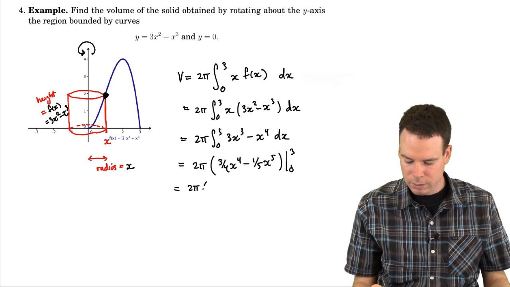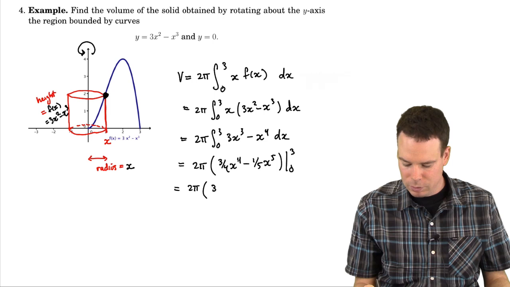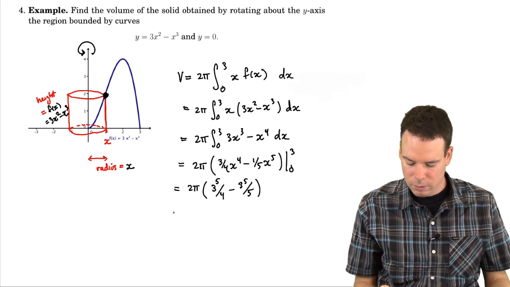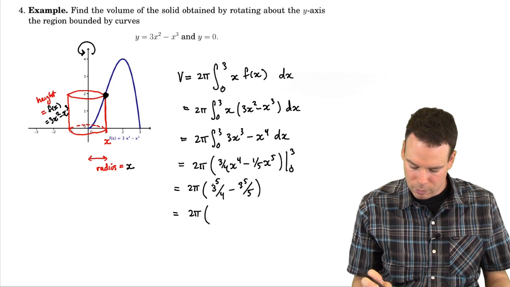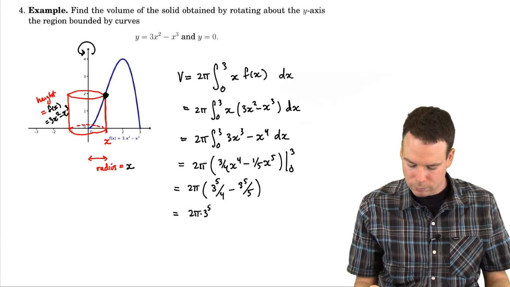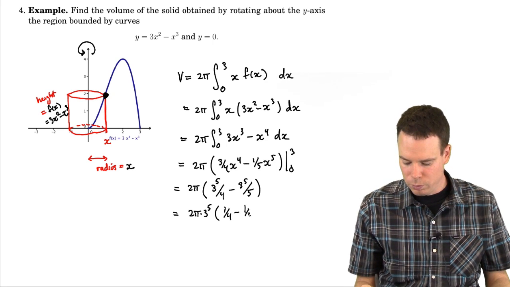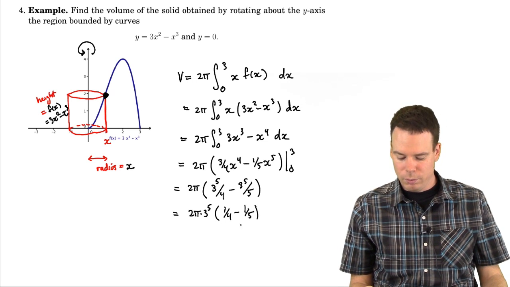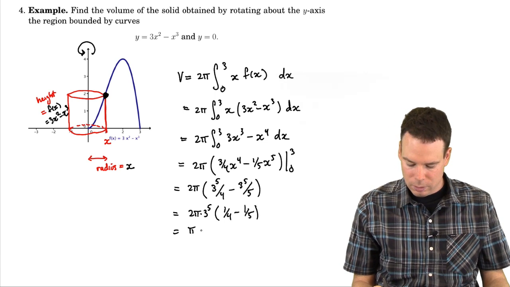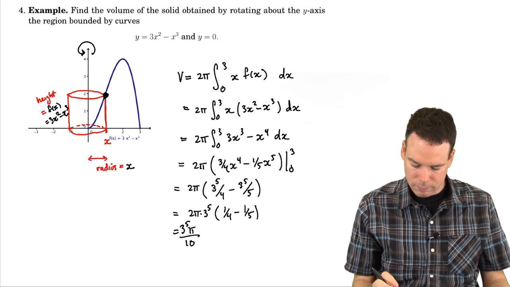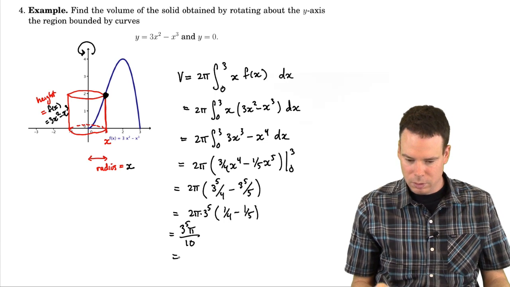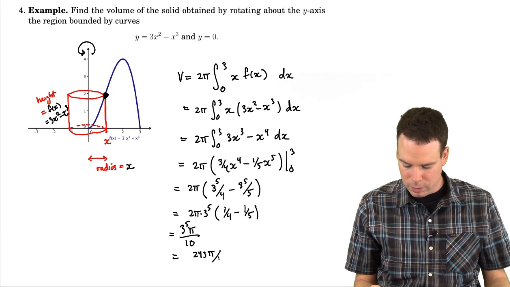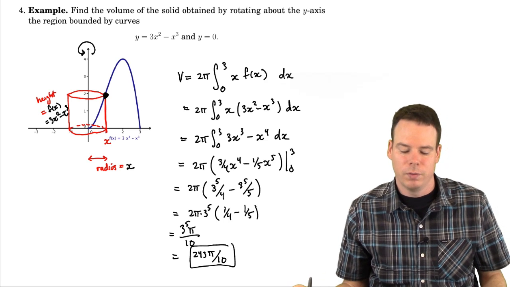So this becomes 2 pi times, pop the 3 in. There's a 3 times a 3 to the 4th, so that's 3 to the 5th over 4 minus 3 to the 5th over 5. Or in other words, it's 2 pi times, well, I can bring the 3 to the 5th out of both of them, and I'm left with 1/4 minus 1/5. So 1/4 is the same thing as 5/20 minus 4/20, so that's 1/20. There's a 2 out front, so that leaves me with a 10 on the bottom. And so there's our result. We can write this as 243 pi over 10. There's the volume of the resulting solid.